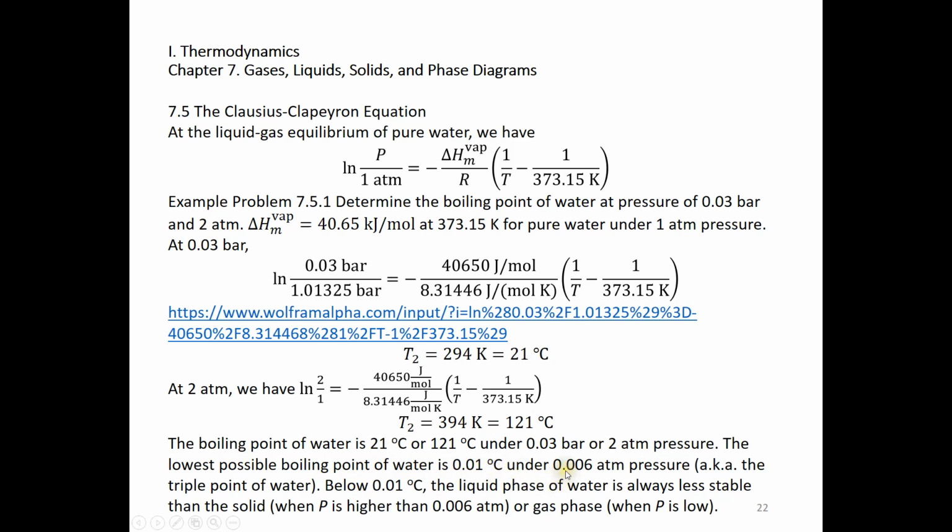If the pressure is as low as 0.006 atm pressure, actually this is the triple point of water in the PT phase diagram. Below 0.01 degrees Celsius, you will not be able to get the liquid phase of pure water. You can get ice or water vapor. It depends on the pressure. Now, below 0.01 degrees Celsius, if you have a high pressure, then ice is more stable. If you have a really low pressure, then the gas phase is more stable.